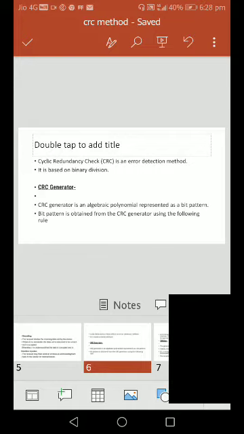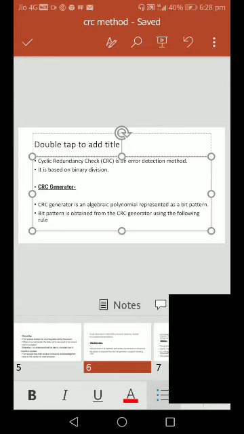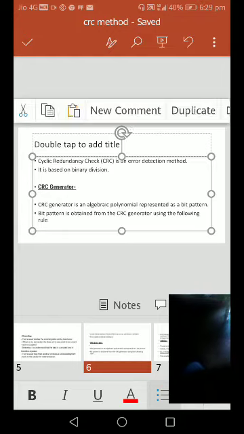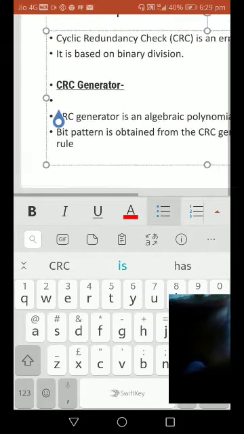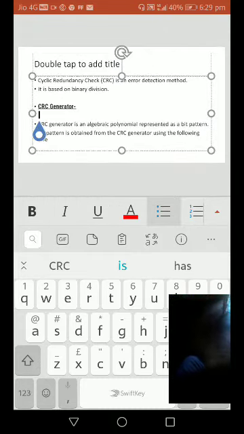Cyclic redundancy check. The CRC method is an error detection method. It is based on the binary division principle. How do we generate the CRC bits? CRC is the cyclic redundancy code.